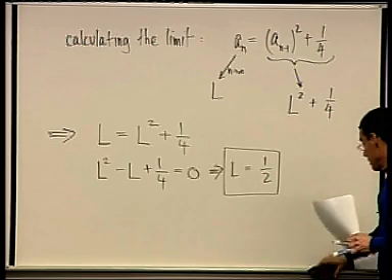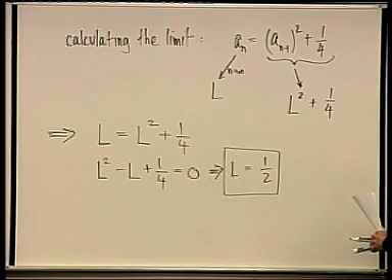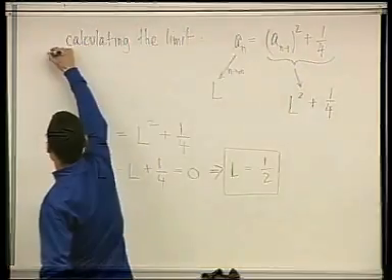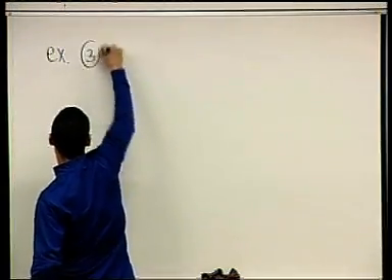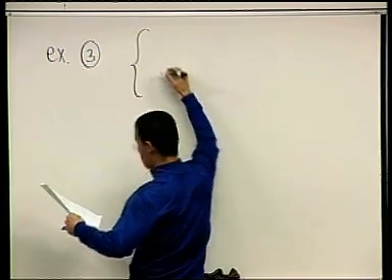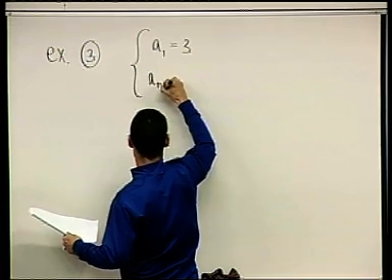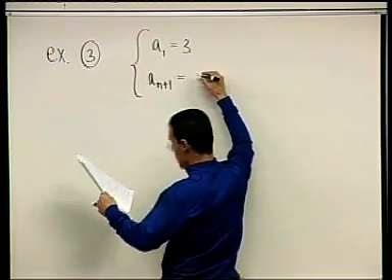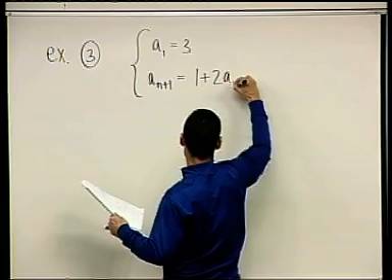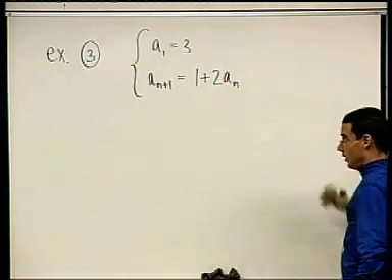Let's do one more example of this form. One more example. So, example 3. Suppose we have a recursive formula, a1 equals 3, an plus 1 equals 1 plus 2an. Okay?